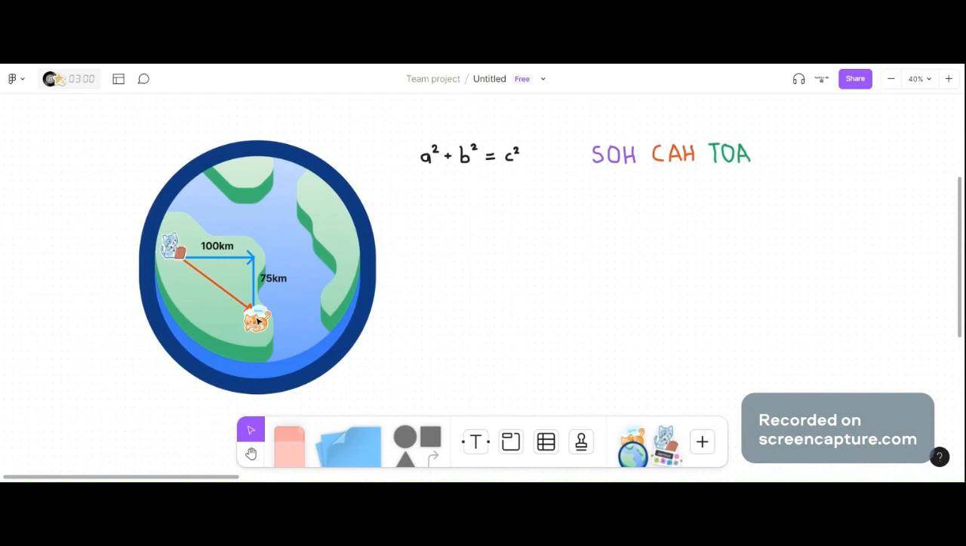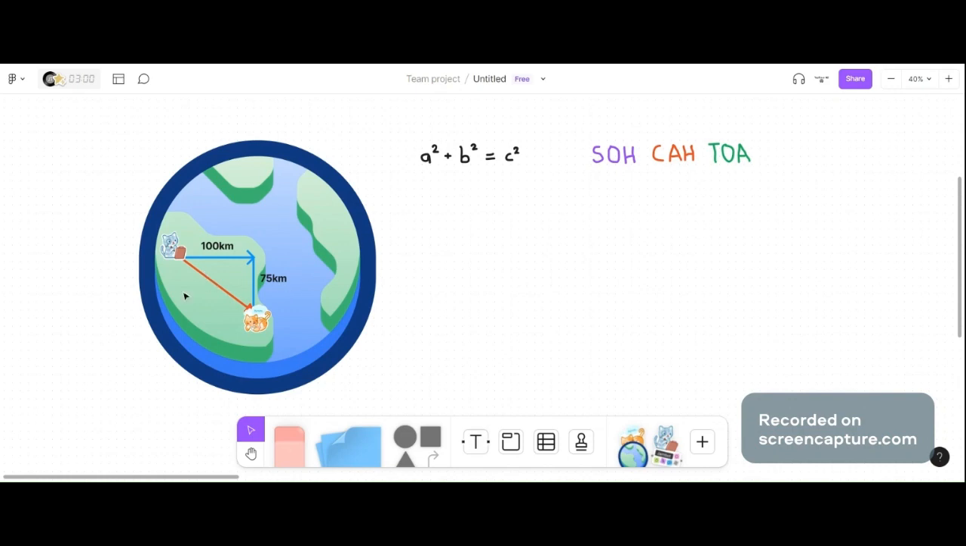So Mr. Cat that was stuck up in the tree in the last video has gone for a bit of a wander, a very large wander actually, and his smart friend is trying to find him. So he knows his friend has gone 100 kilometers east and 75 kilometers south, and he's trying to find the shortest distance to his friend.